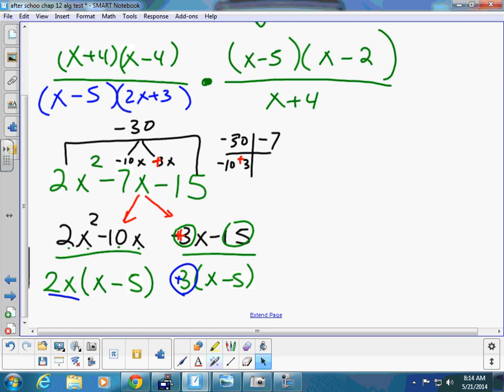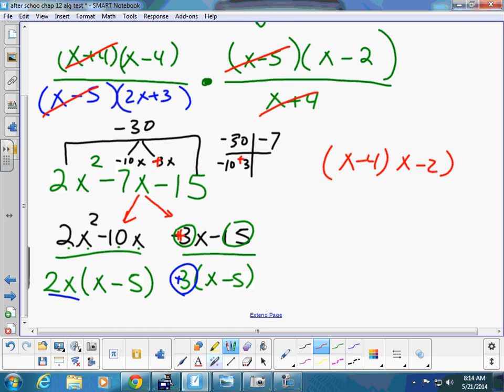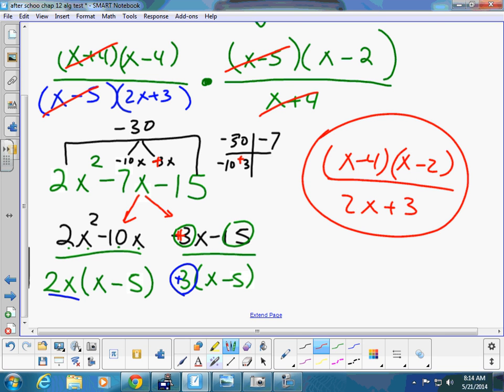After that, we can go to canceling. X minus 5 and x minus 5, the x plus 4 and the x plus 4 cancel, and we're left with x minus 4 times x minus 2 over 2x plus 3. And that is our final answer. We could multiply the top together, but you don't have to. The answer key might have it multiplied together.